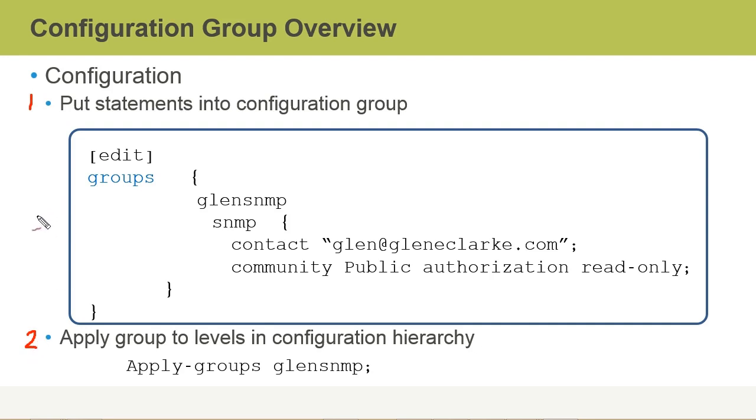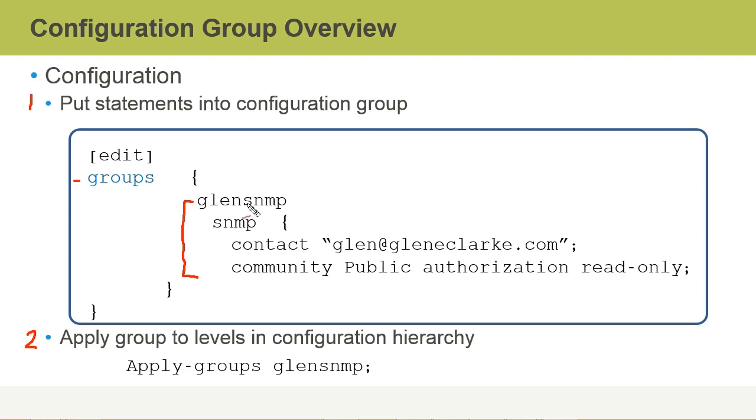Now let's take a look at the first step. This is what the end result looks like when I look at the configuration after I've created a configuration group called Glen SNMP. So you can see that within my configuration there is a group section here. And within the group section, I have my one configuration group that has been created, which is called Glen SNMP.